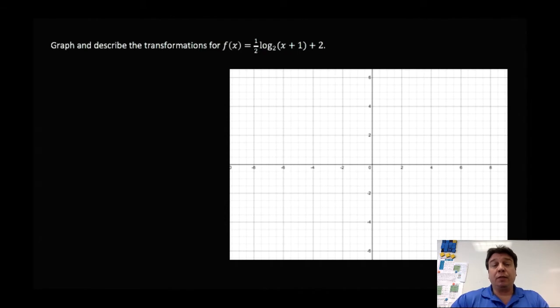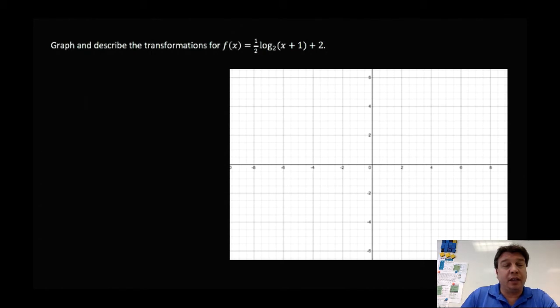So for this one, we've got the expression f of x is equal to 1/2 log base 2 of (x plus 1) and then plus 2. So let's talk about what kind of transformations we see based off of what the equation is. We know that this 1/2 on the outside means that it's going to be a vertical compression. So we'll write that in here.